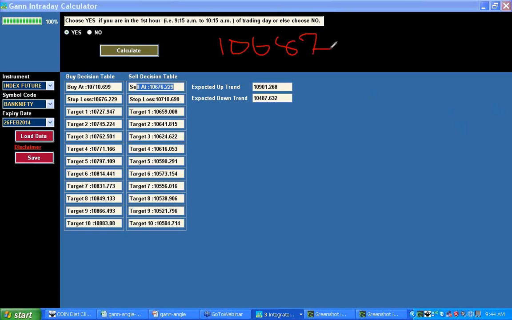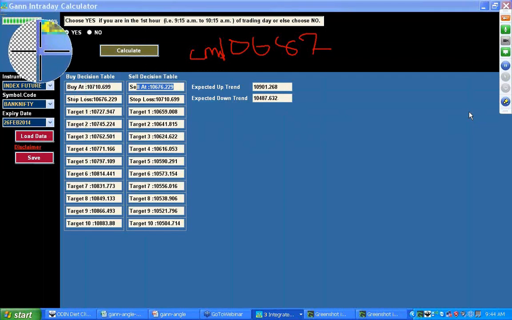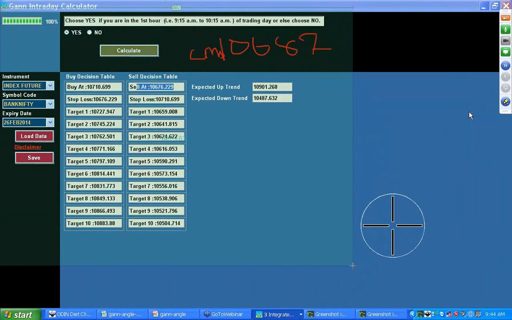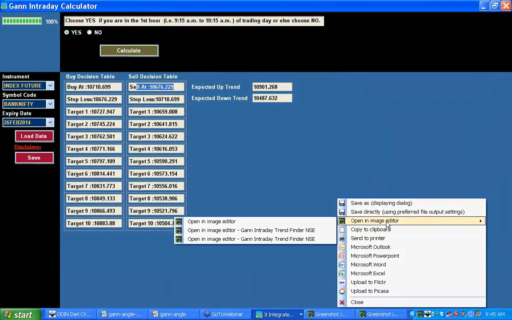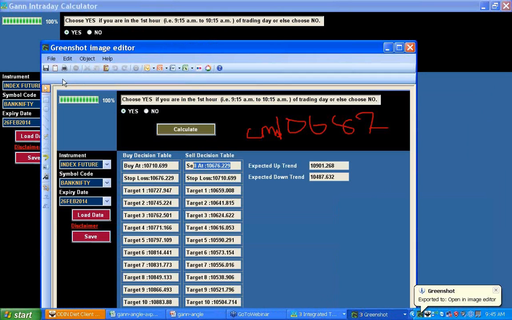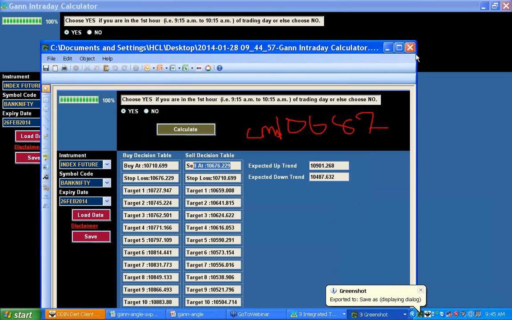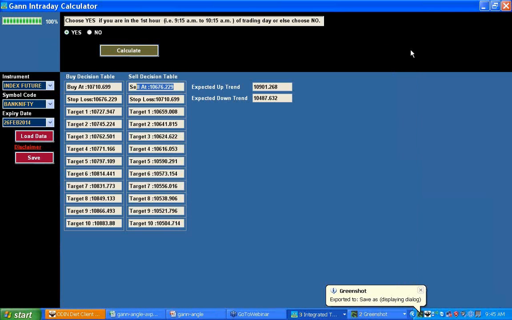10,687 is the current market price. So now I'll be taking a screenshot of this one. We will verify this at the end of the day, and see what has happened.